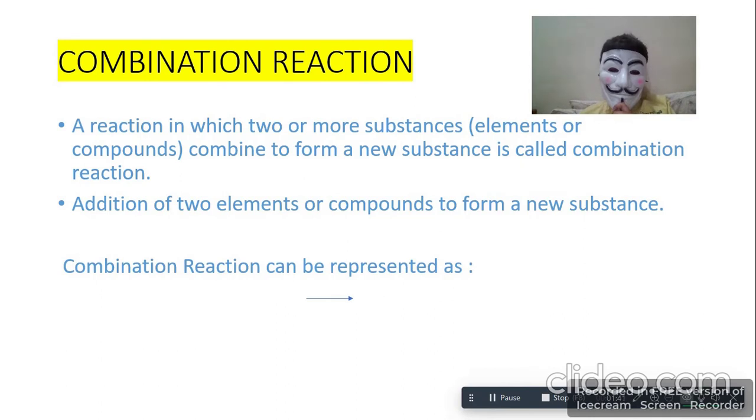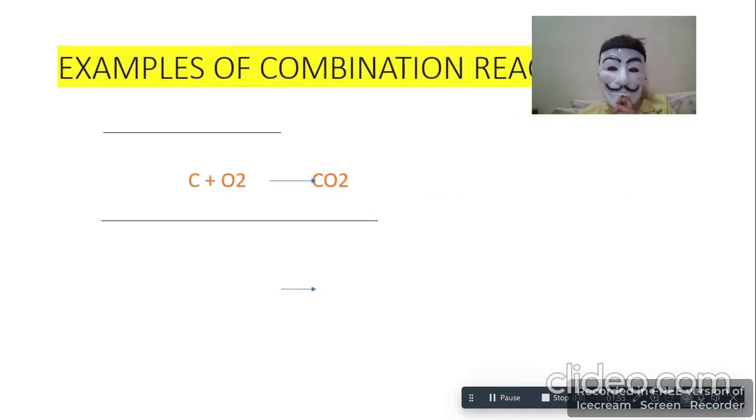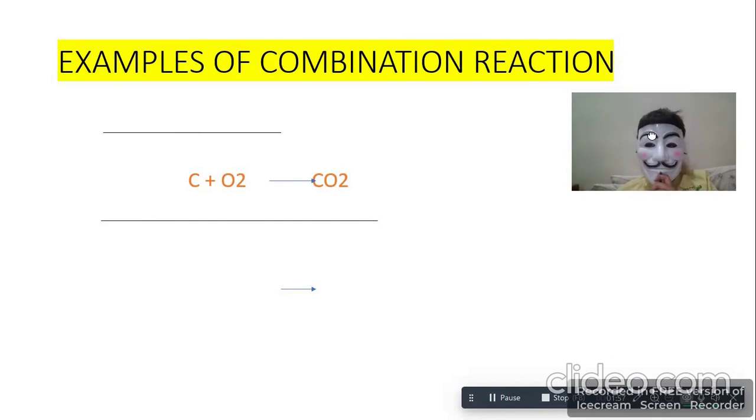And let's see how combination reaction can be represented. So it can be represented as A plus B, which will give rise to AB. For example, H2 plus O2 gives rise to H2O. So examples of combination reaction.